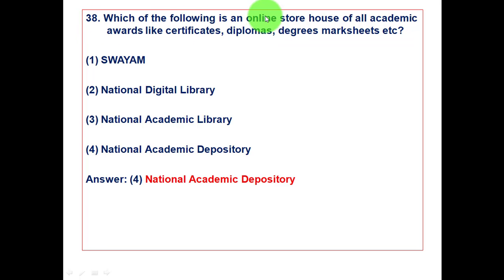Which of the following is an online storehouse of all academic awards like certificates, diplomas, degrees, marksheets, etc.? So you know that online store is the National Academic Depository. Okay, so National Academic Depository is the answer here, and you have to remember this. This is very important. National Academic Depository is an online store of all academic awards like certificates, diplomas, degrees, marksheets. So option 4 is the correct answer.